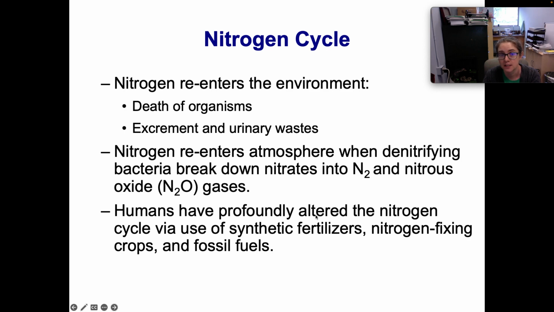Industrial nitrogen fixation. So those organisms do it naturally and have for a long time. People have done it by burning a lot of fossil fuels. They can break that triple bond in the nitrogen gas to make fertilizers that they can sell and then spread on different fields. We also alter the nitrogen cycle by planting lots of nitrogen fixing crops.